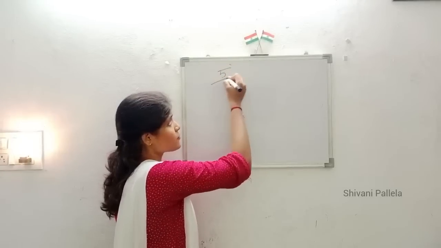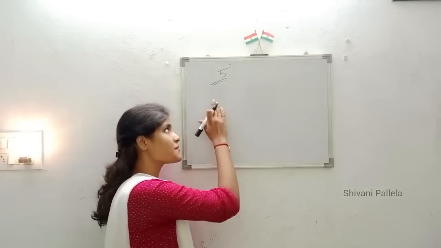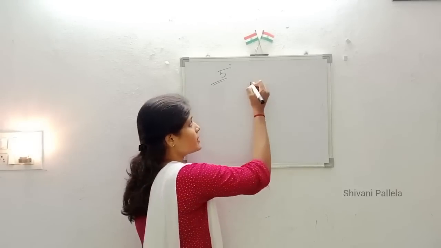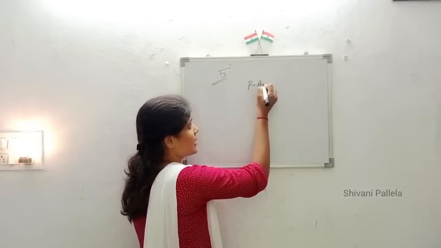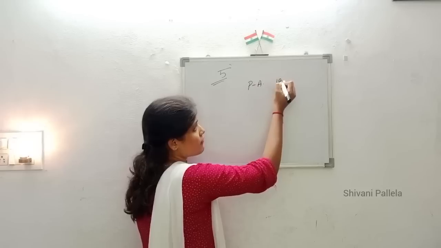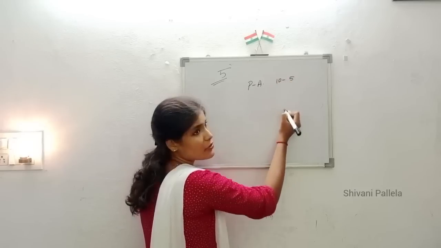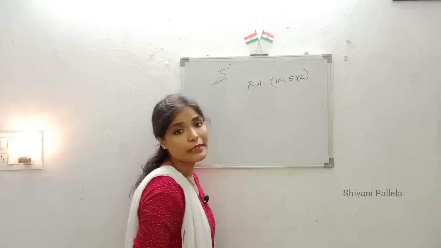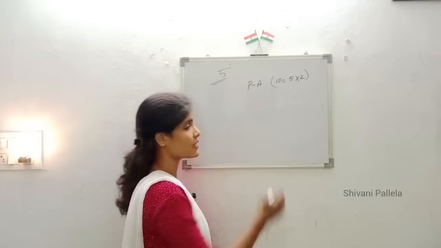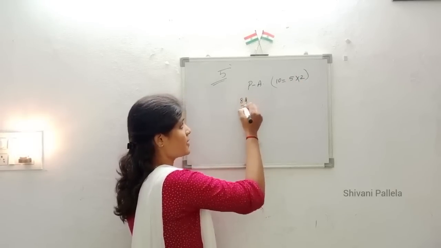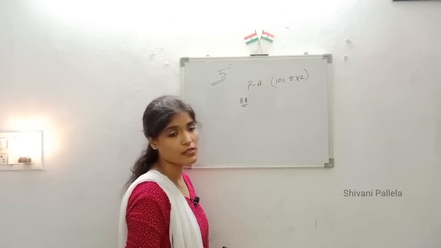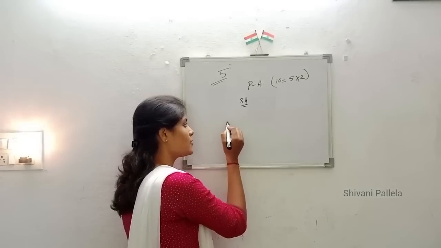You will have a total of 5 units, students. In these 5 units only you will get those 50 marks. So how will the question paper pattern be? Part A consists of 10 marks, which means 5 questions you need to attempt, each carrying 2 marks, equal to 10 marks. In Part A they will give 8 questions, out of which you need to attempt 5 questions, each carrying 2 marks.